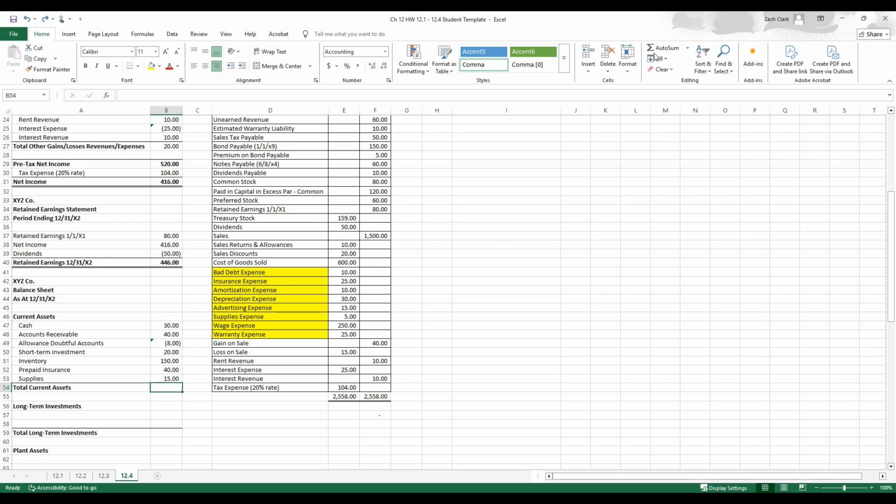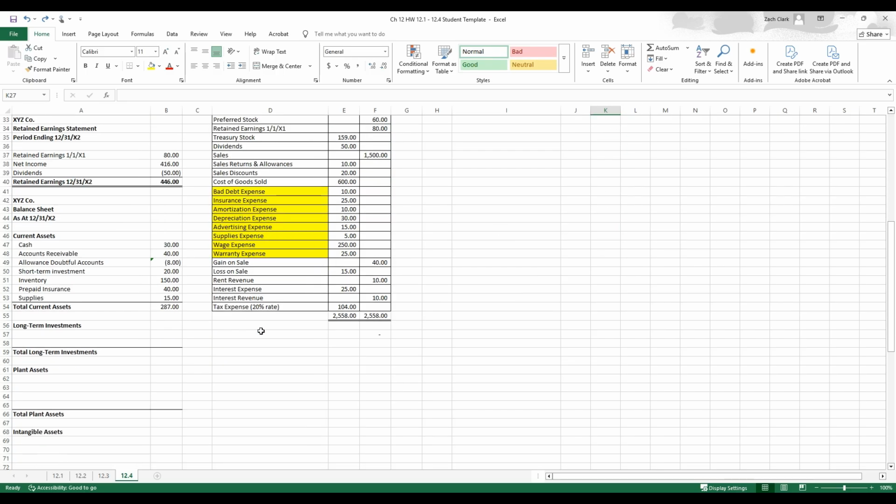Uh-oh. Did not work. I think my Excel sheet could be freezing. No, okay, still seems to be working. For some reason the auto sum button isn't working, but that's okay. Okay, so that was our current assets.